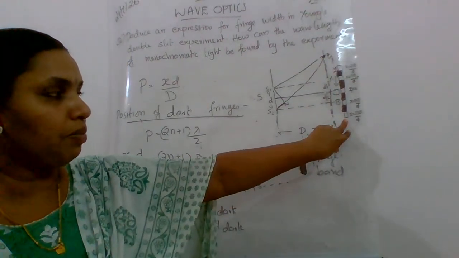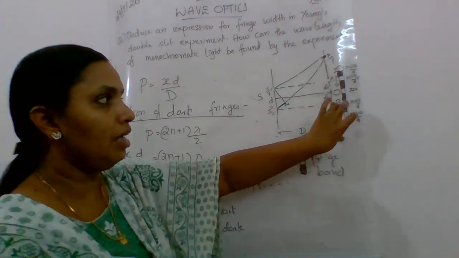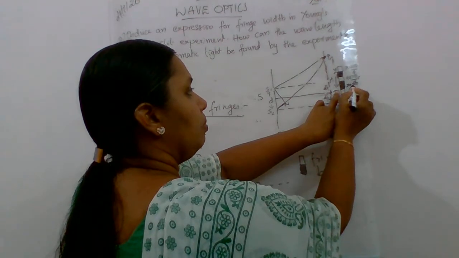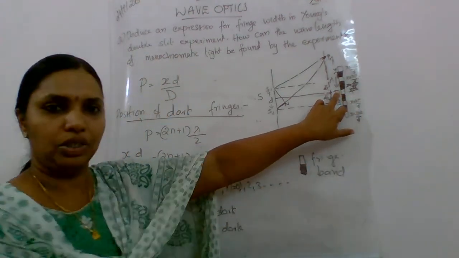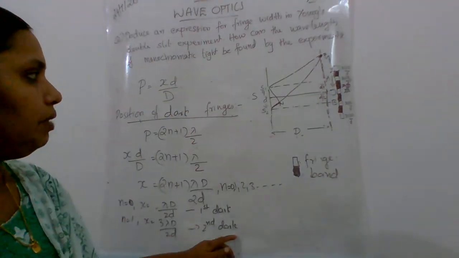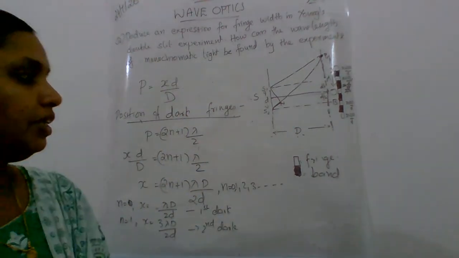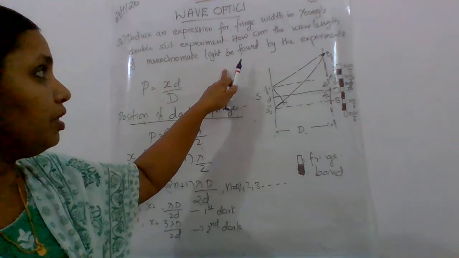See the position, from the position we can locate that it is alternate. Here what is the distance? It is x is equal to lambda D by 2d. So I will rewrite that: lambda D by 2d. So this is the expression for the fringe width. And how can you find out the wavelength?